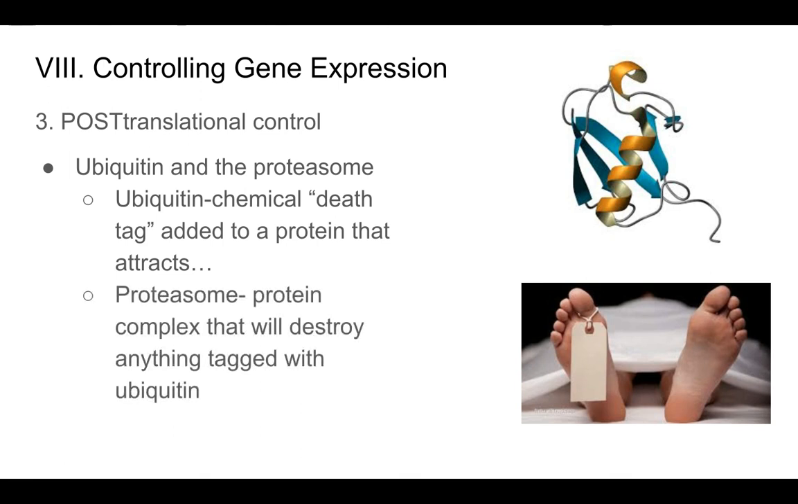And so enter the proteasome. That is the protein complex that is going to destroy whatever ubiquitin is attached to. So if we make a protein, if we get all the way through transcription and translation, and we don't actually want or need that protein, tag it with ubiquitin, and the proteasome will come and destroy it. So that's an example of a post-translation control. We made the protein, but maybe we don't want to express it. Tag it with ubiquitin, and it will be destroyed.